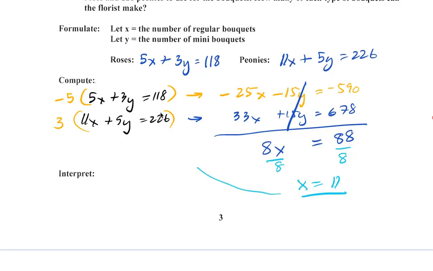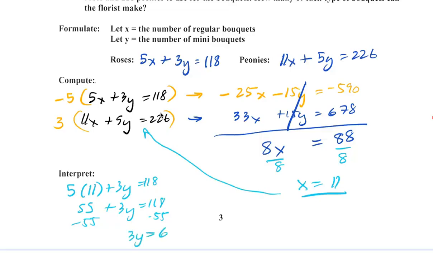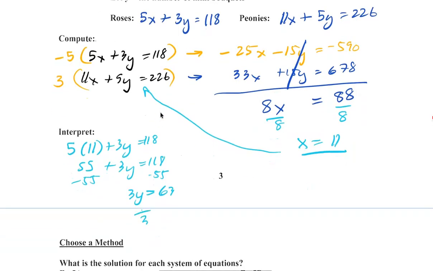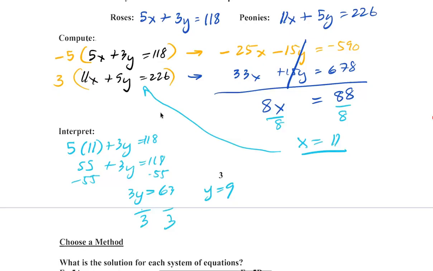We have to go back and substitute it in to find our y. You can plug into any one you want. So let's say we do this one. Oh, the top one's a little easier. So 5 times x, which is 11, plus 3y equals 118. This is 55 plus 3y equals 118. Minus 55. So I get 3y equals 63. Divide both sides by 3. And y equals 21. Right? So we're going to have 11 roses. Actually, that's not right. 11 bouquets and 21 mini bouquets. And that's the lesson.